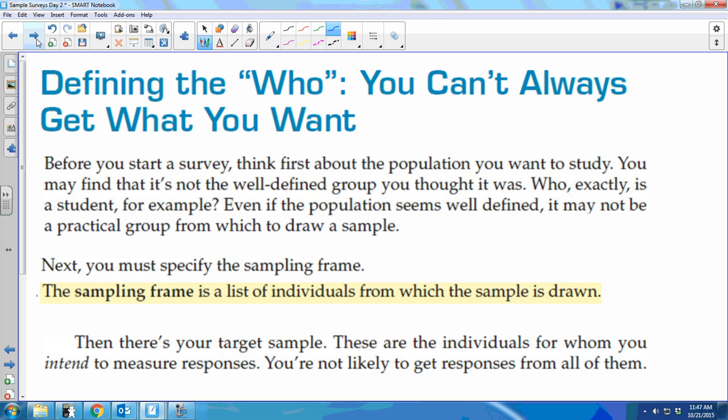First of all, you want to define the who. Okay? So you have an ideal population in your head. All right, so let's say that I want to sample everybody at Murray High School. That's what I've been talking about today. So that's my population, Murray High School students. Okay? The sampling frame then is a list of individuals that I draw my sample from. So that might be different than the population.